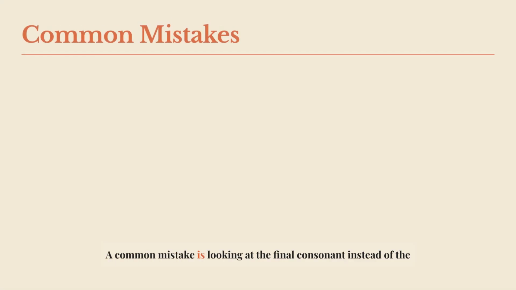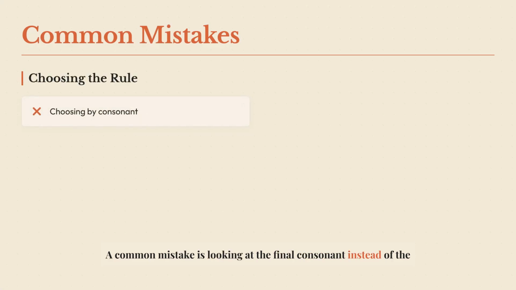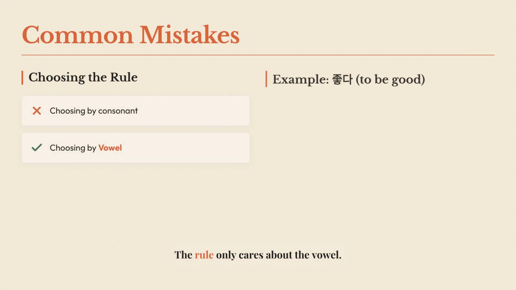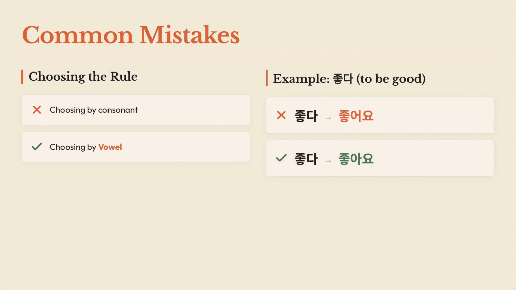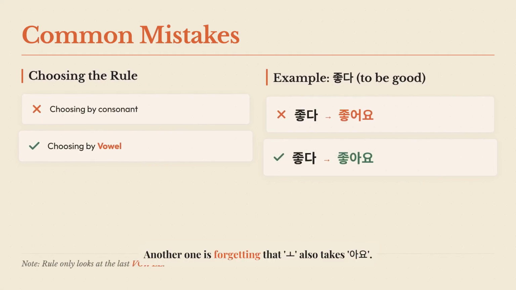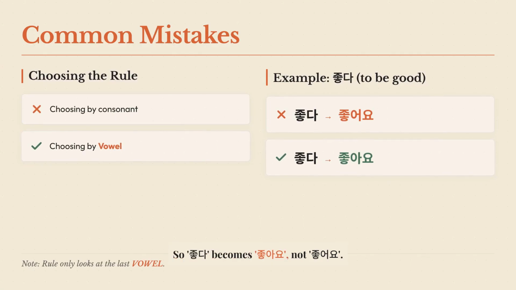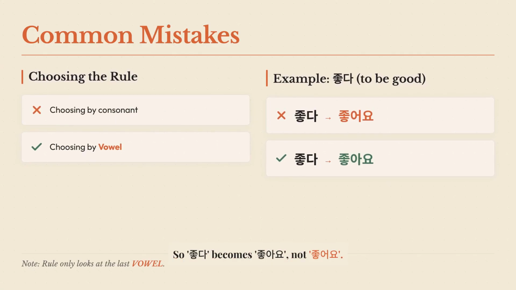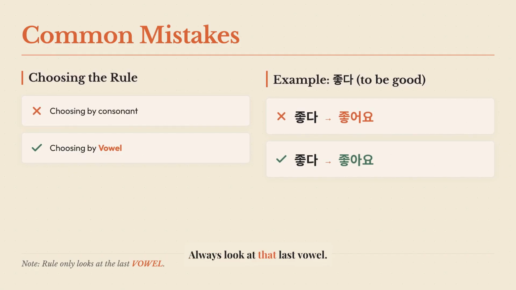A common mistake is looking at the final consonant instead of the vowel. The rule only cares about the vowel. Another one is forgetting that o also takes ayo. So 좋다 becomes 좋아요, not 좋어요. Always look at that last vowel.